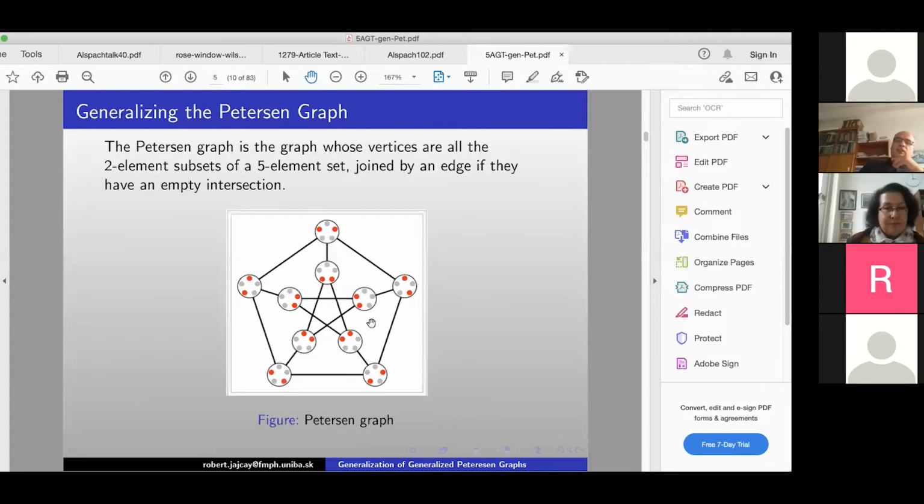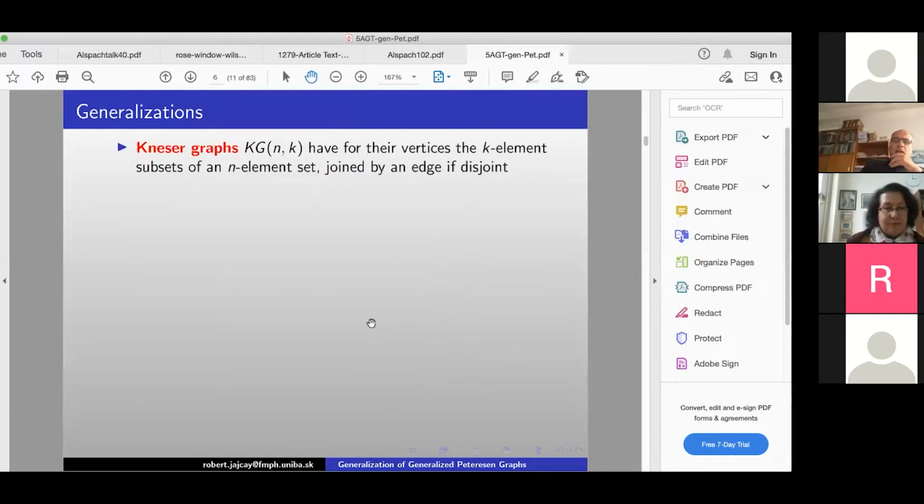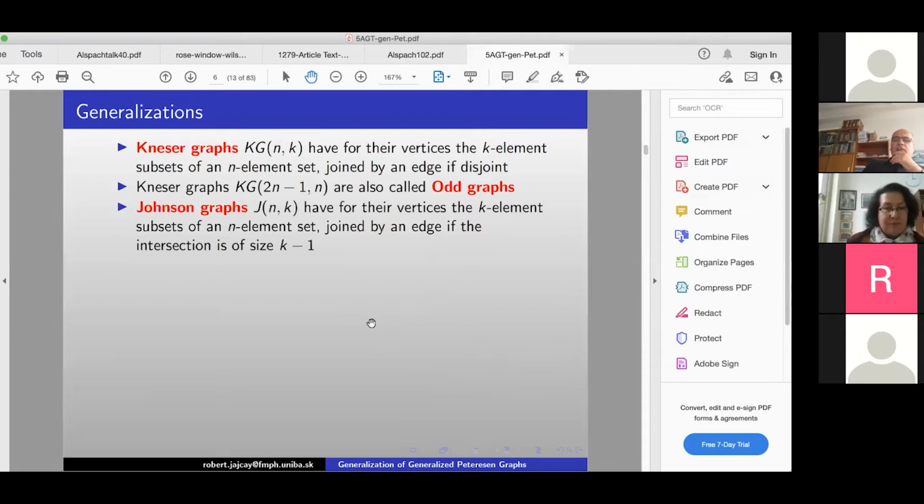You still get the Petersen graph, and this view allows you to generalize the Petersen graph in, as I said, a direction that I will not go into in detail, but you can generalize into Kneser graphs. Those are the graphs where the vertices are the k-element subsets of an n-element set joined by an edge if disjoint. So this is a direct generalization of the Petersen graph. A special subclass is the odd graphs. The Johnson graphs have the same vertices, but you join them if their intersection is of order one less than the size of the subsets.